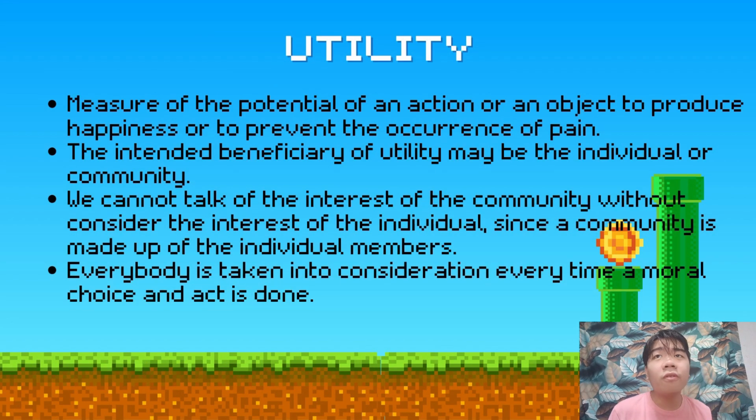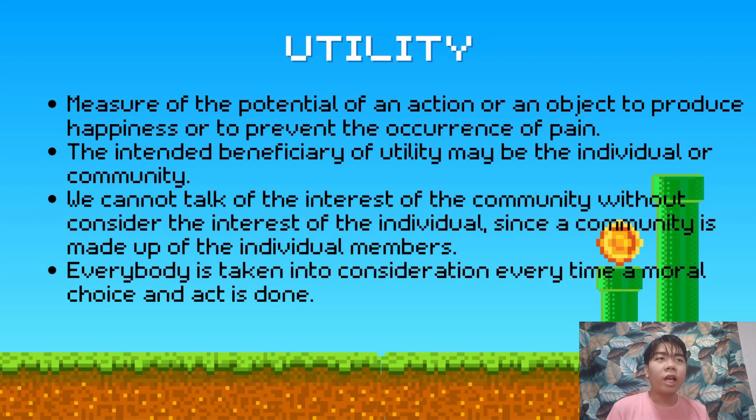So let's read. Measure of the potential of an action or an object to produce happiness or to prevent the occurrence of pain. So in other words, it is the capacity of an action or object to produce happiness or to prevent pain. The intended beneficiary of utility may be the individual or the community, but we cannot talk of the interests of the community without considering the interests of the individuals, because what are communities made of? They are made of individuals. So by concerning the community, you need to concern the individuals that live in that community.